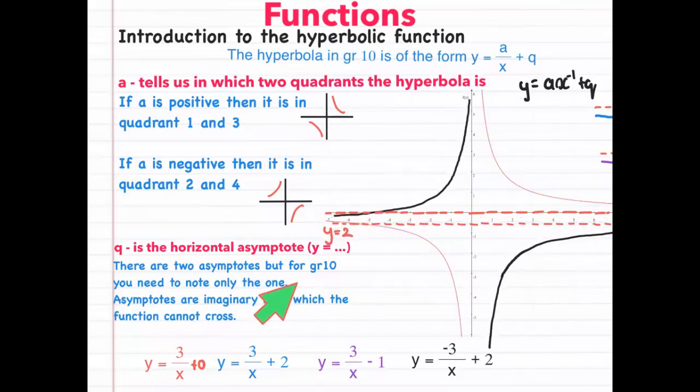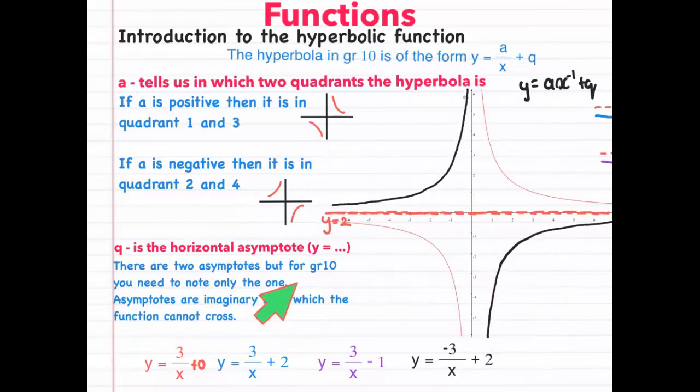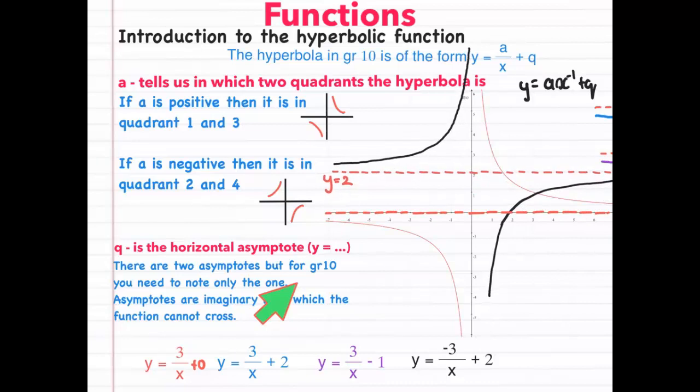Okay, so look where it was originally, and because it moved up 2 places, we are going to have an x-intercept too. We will look at how we draw it in the next lesson, but I just want you to understand what the values of a and q actually mean.